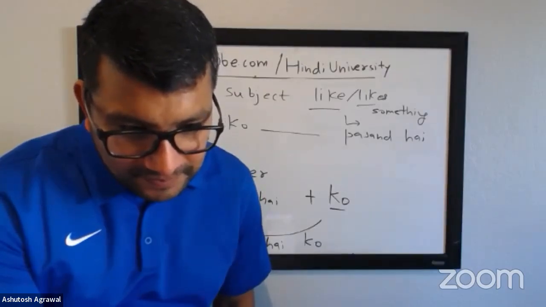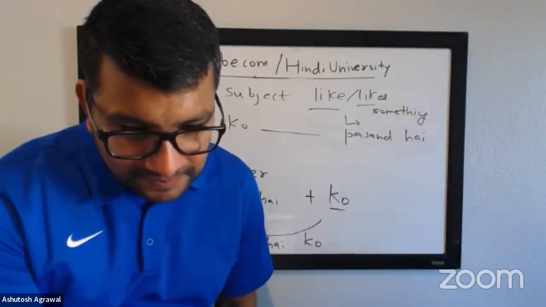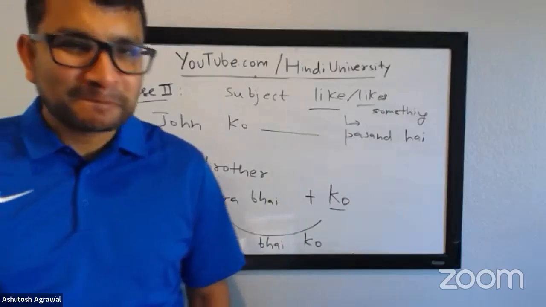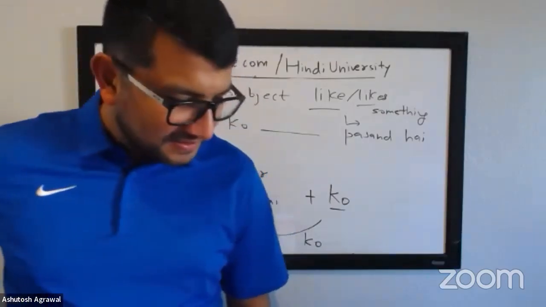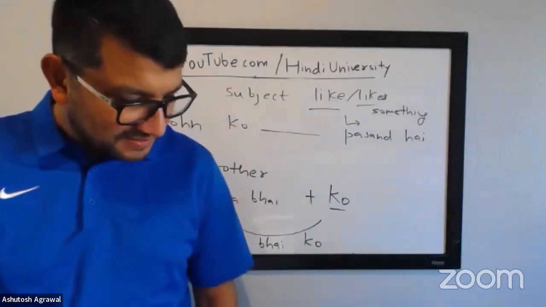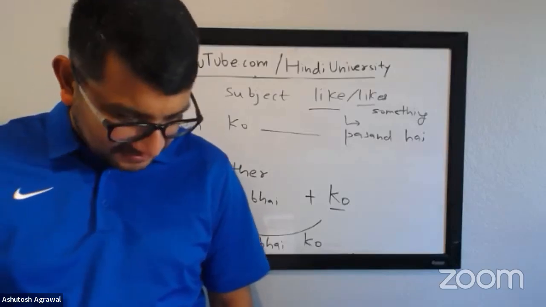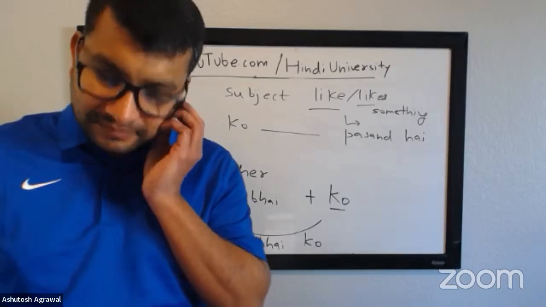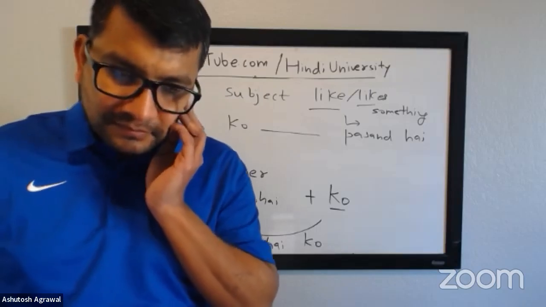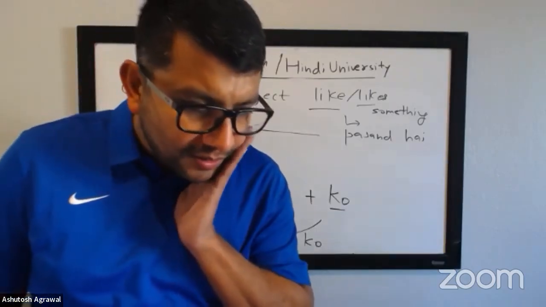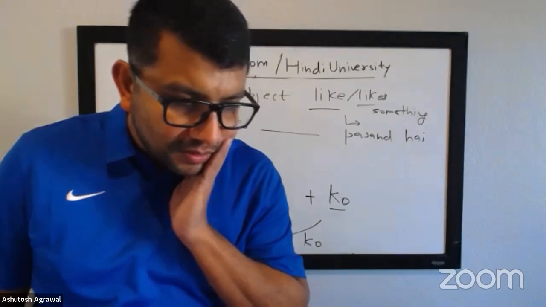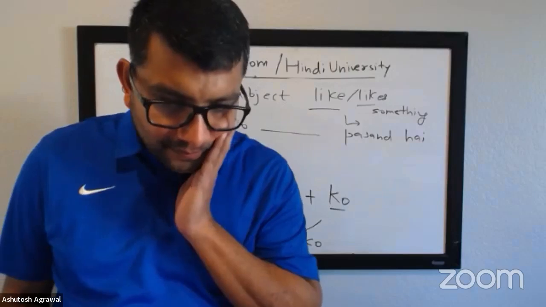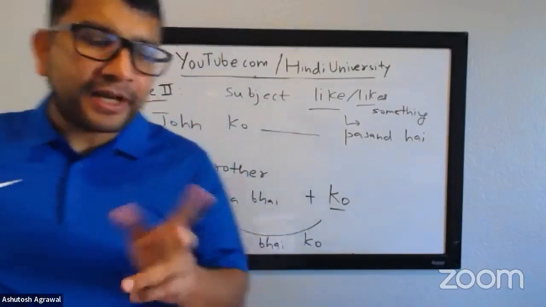I just wanted to ask a quick question, and sorry if this might be beyond this class right now, but when there's a masculine singular noun that is followed by a postposition like ko or me, does it need to become plural? Such as in the sentence, would it be mere dosto ko ice cream pasand hai instead of mere dost ko? Yeah, so good question, right?